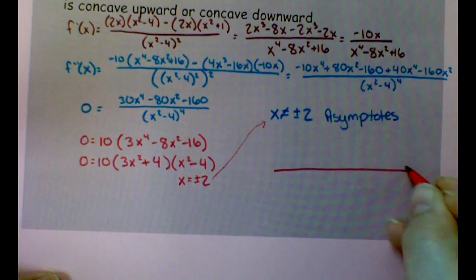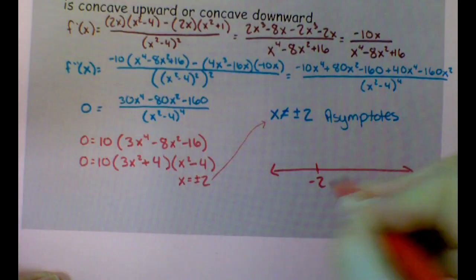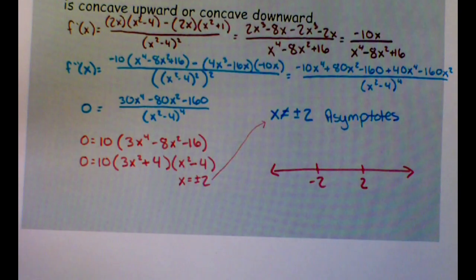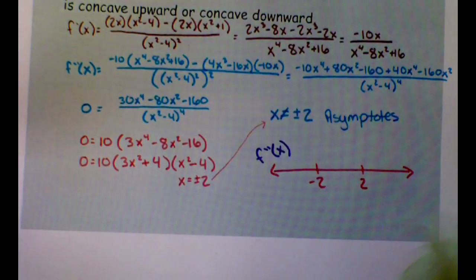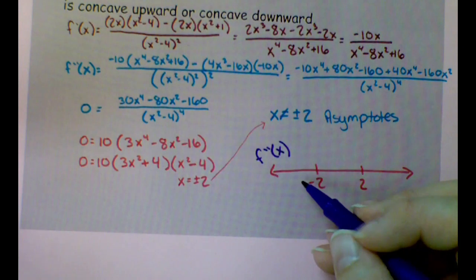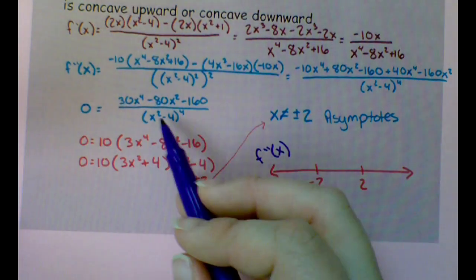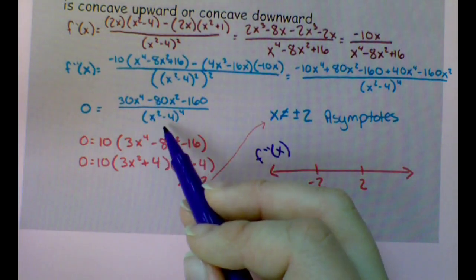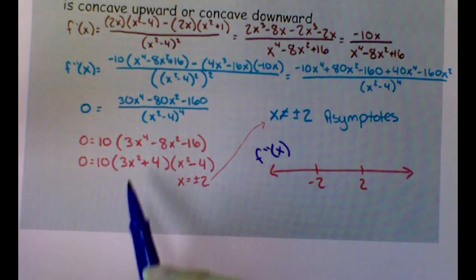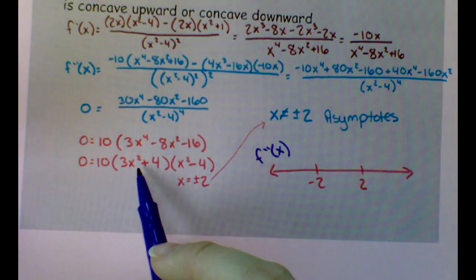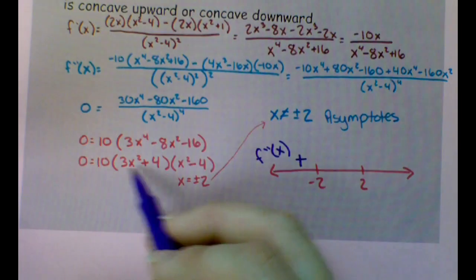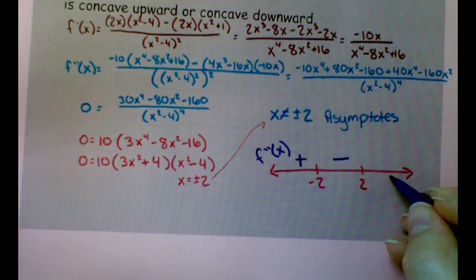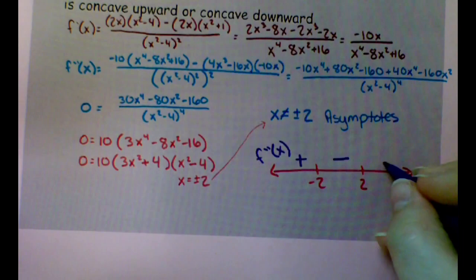All right, let's set up our intervals. Negative 2 and positive 2 are the places that I could switch concavity. I'm going to plug in my values to the second derivative this time. So I pick a value less than negative 2. Let's say negative 3. We know the denominator is going to be positive because it's to a fourth power, so I just care about the numerator. If I plug in negative 3, I get a positive, it's positive. If I plug in 0, I get a positive, a negative. If I plug in positive 3, I get positive, positive.